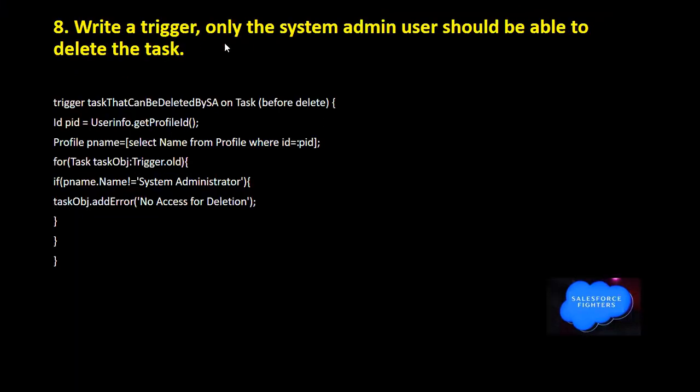Next question, write a trigger only system admin. The user should be able to delete the task. Trigger task that can be deleted by system admin, task before delete, and ID paid user information, get the profile's ID, profile the name, select name from the profile via the ID and paid for the task object and trigger dot old. If name is equal to system admin and task object ID, error: no access for the deletion.